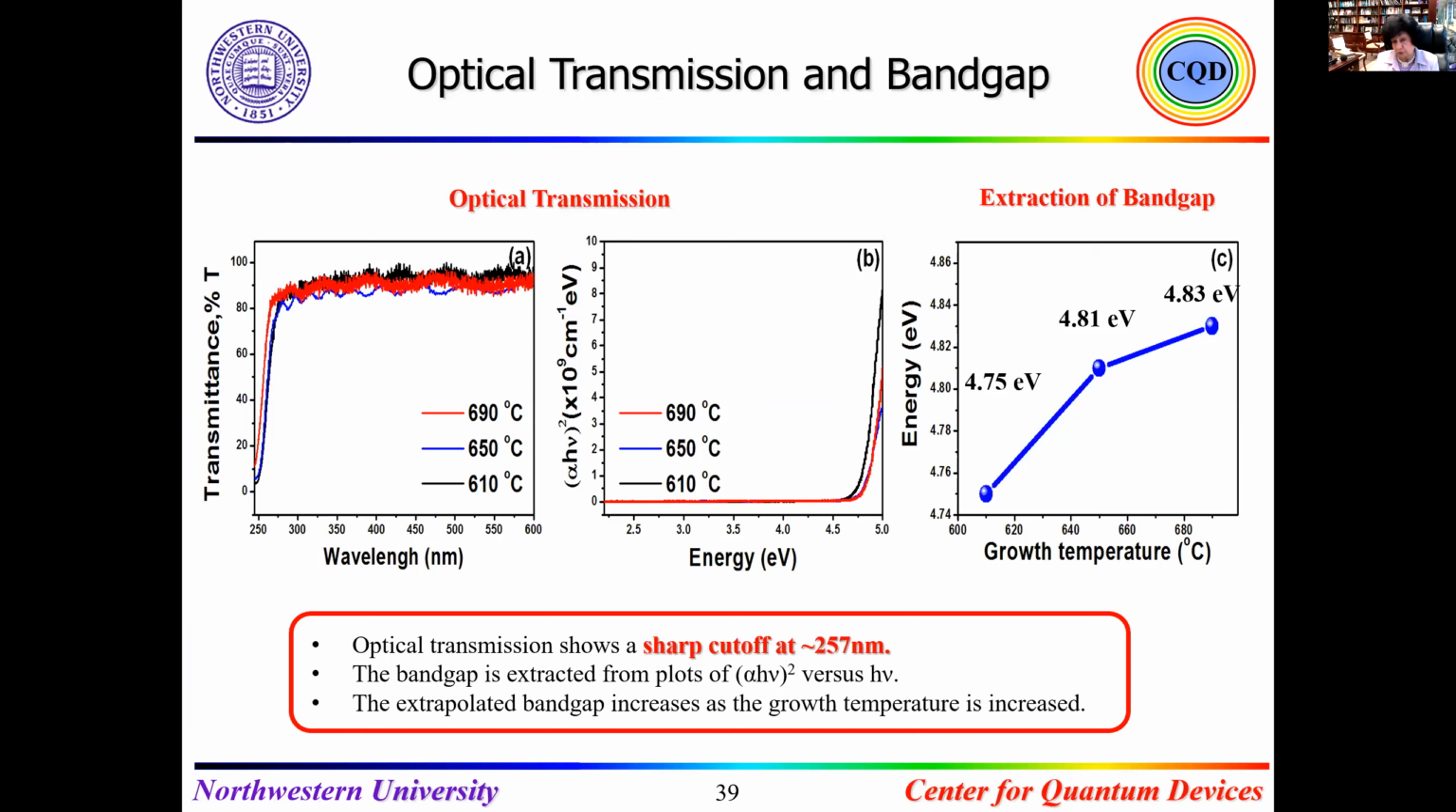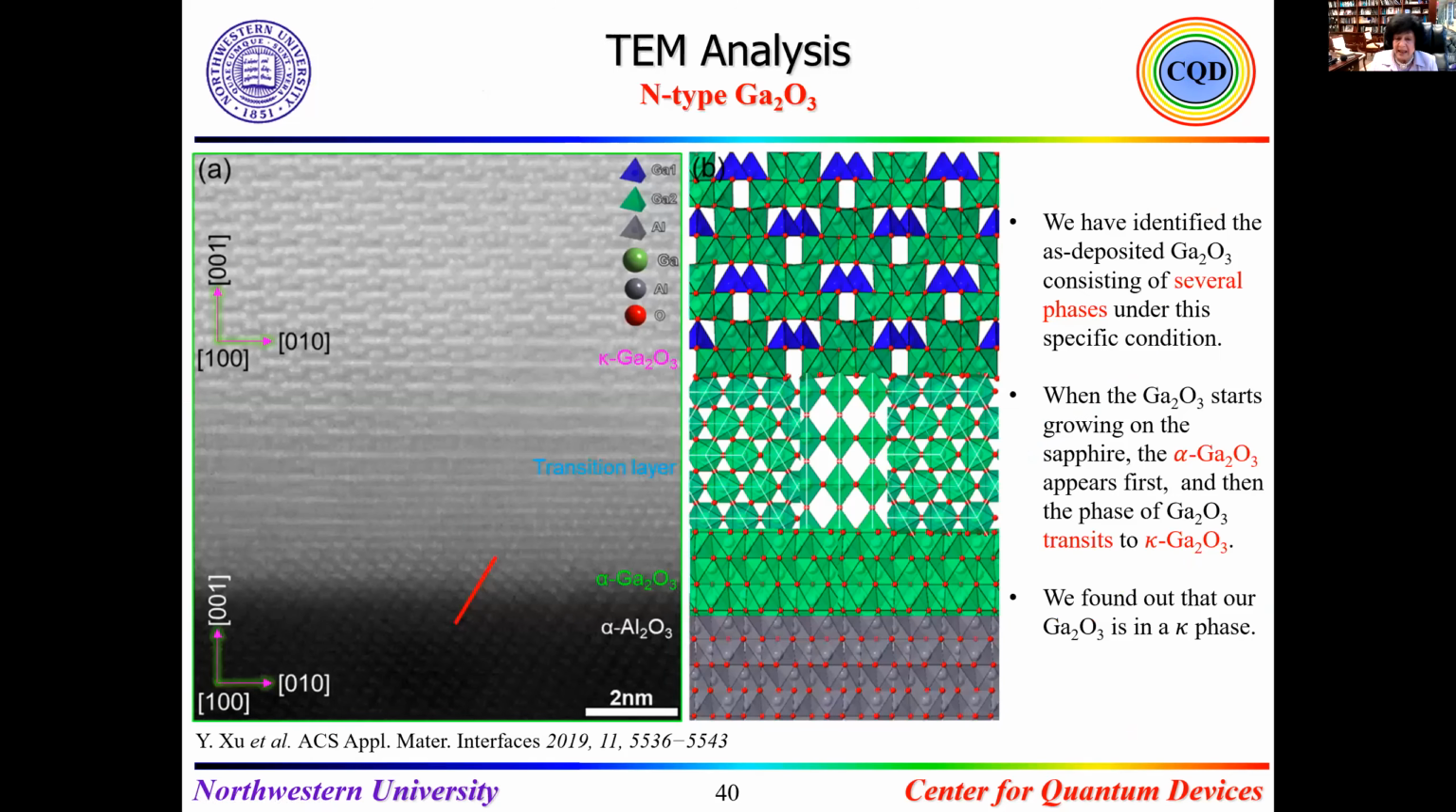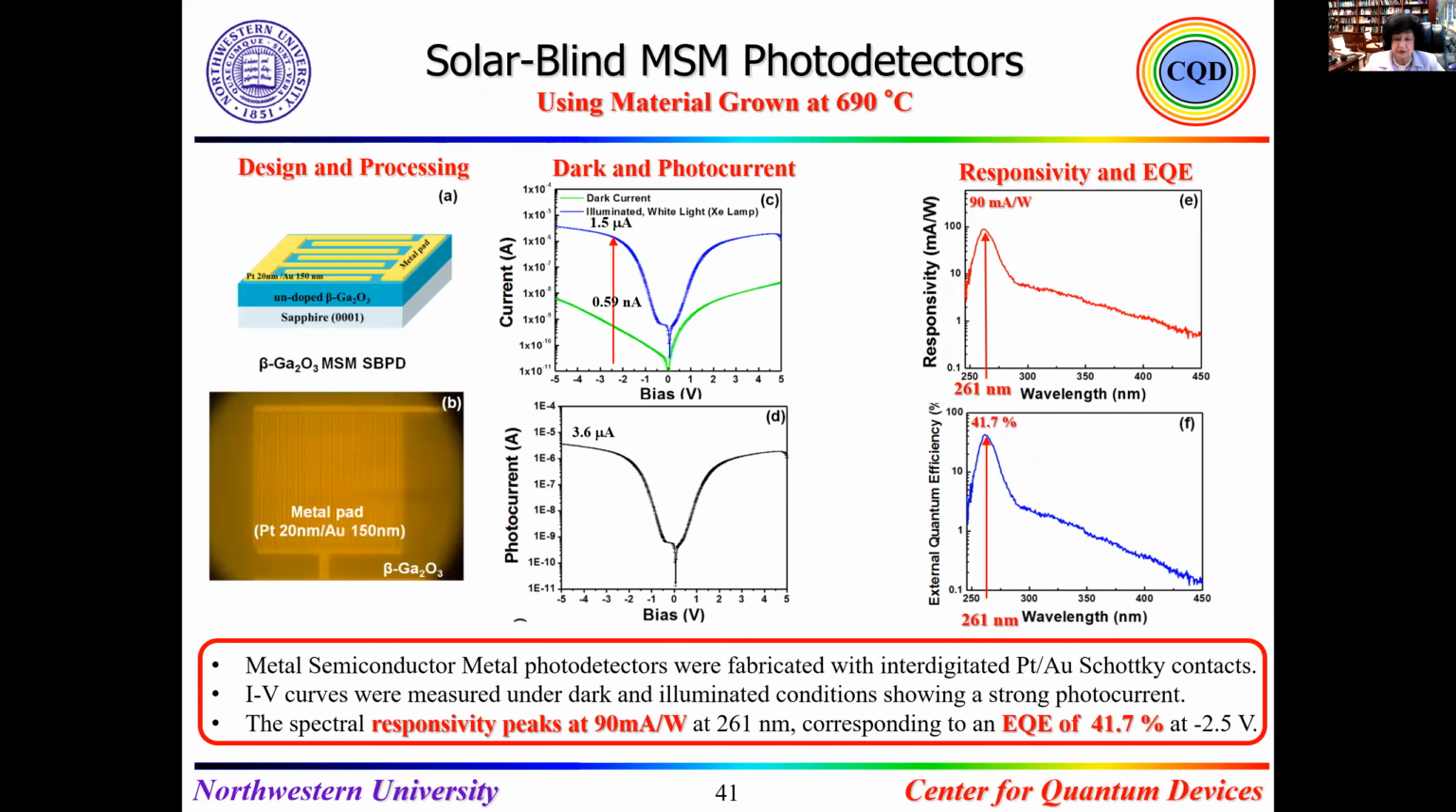We also did optical transmission to get some idea about the gap, and as you can see here, the optical transmission shows that the gap is approximately 4.8 electron volts. Now, in order to understand better, we made transmission electron microscopy, which shows that on the alpha aluminum oxide we have alpha gallium oxide first, and after that it transfers to the kappa gallium oxide, and the material is the kappa phase. This result was published by the group of Professor Drobi.